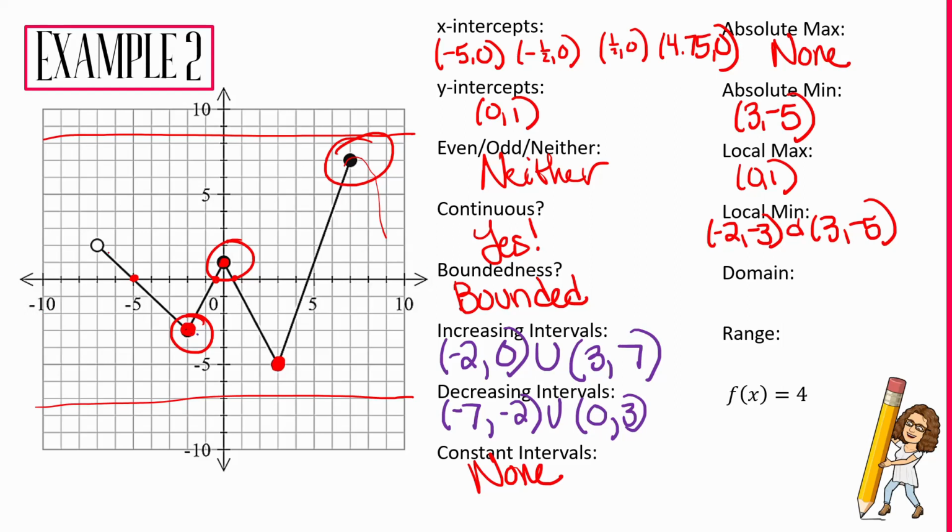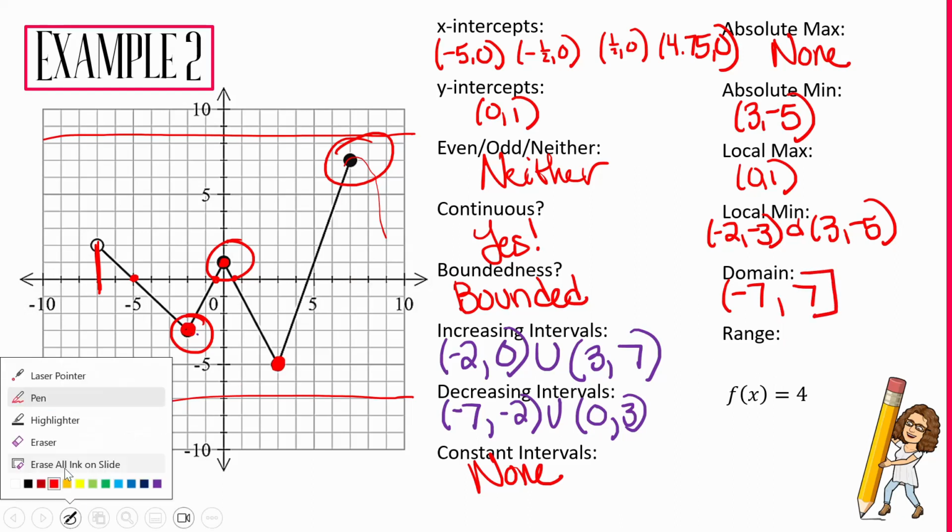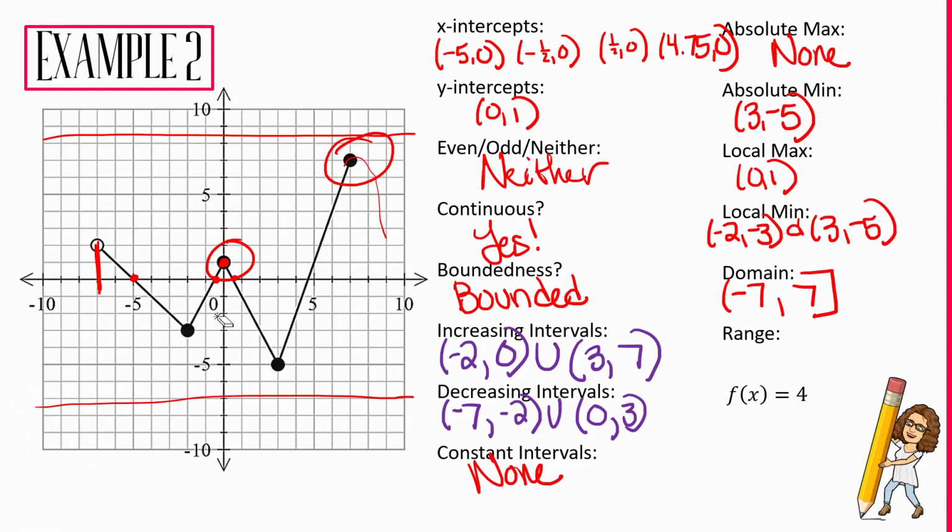My domain. It looks like I started at -7. Notice it's an open dot, so we have to parenthesis that. And then he looks like he stopped at 7, but it's a closed dot, so we're going to bracket that side. I colored it a little too much. I can't see if these dots are closed or not. It looks like I start at -5, bracket, because we have a closed dot there. And it looks like I go all the way up to 7 on the range. So bracket there, because it's a closed dot.